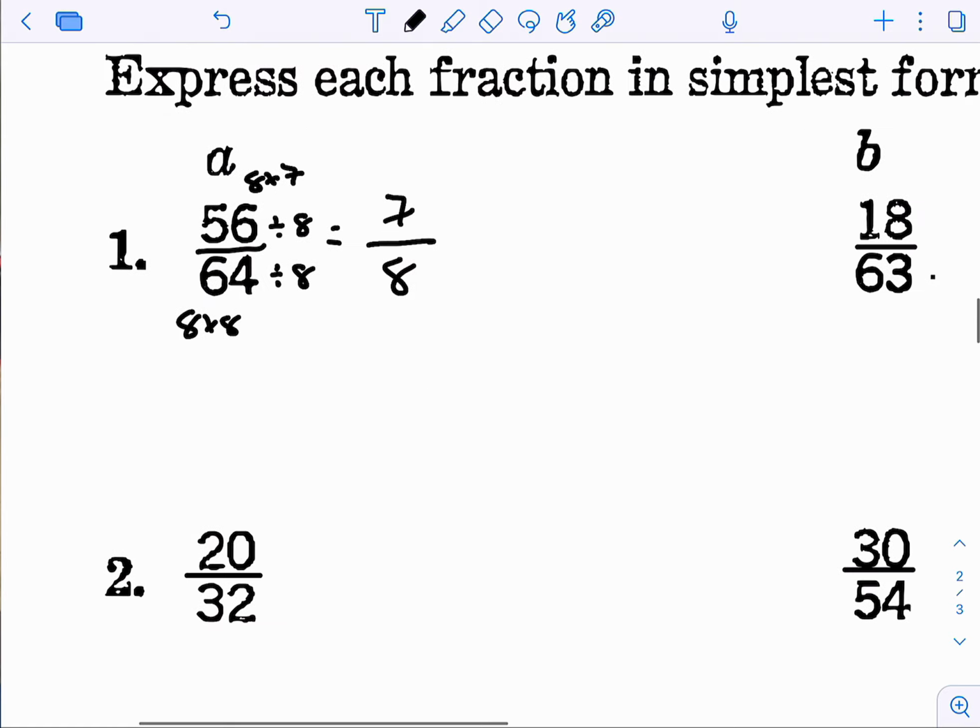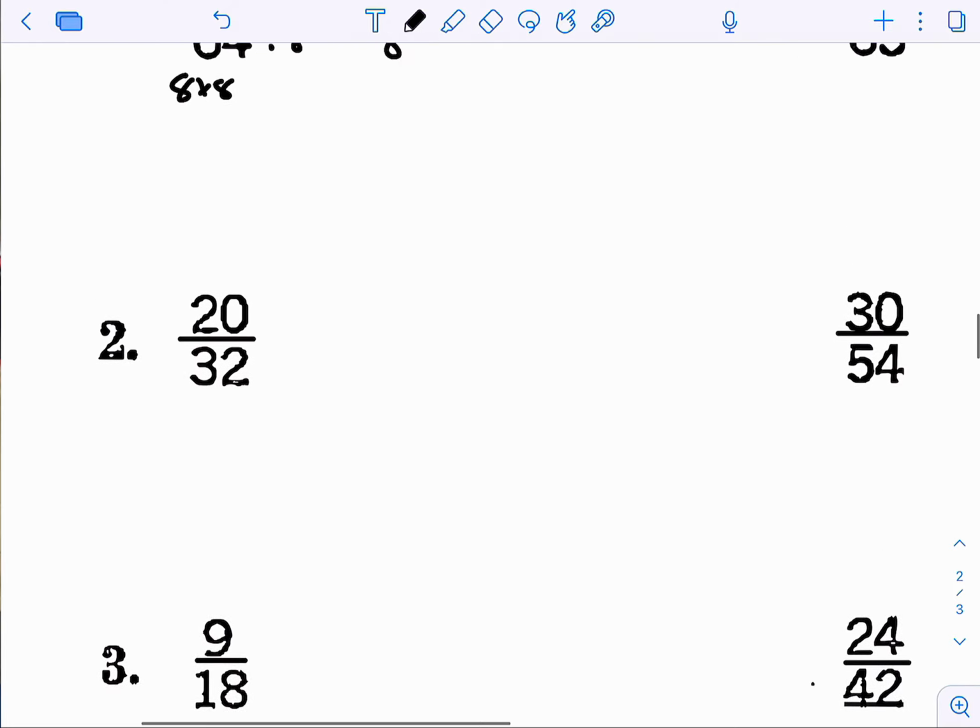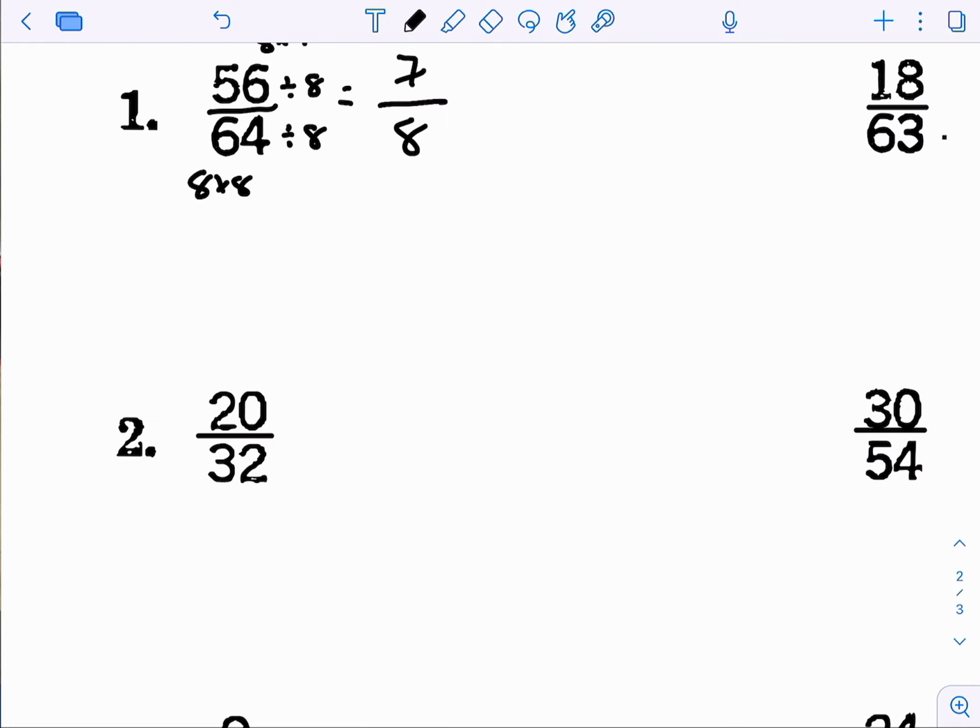Let's take one like here. Okay, so we've got 20 and we've got 32. So let's say that we can't think of anything else. We see they're both even, so we just divide it by 2. Now it's going to give us 10 over half of 32, sorry, 16.